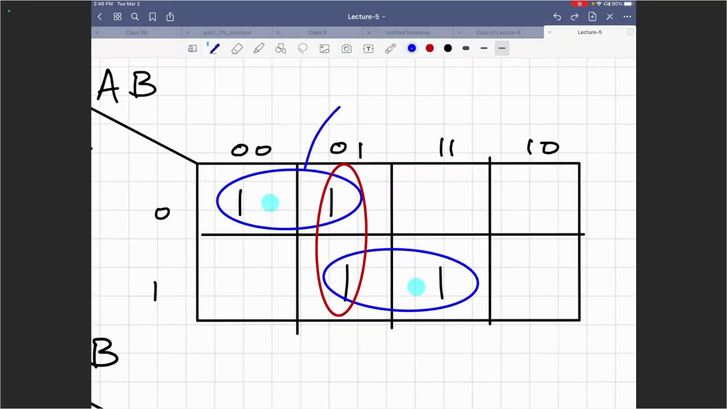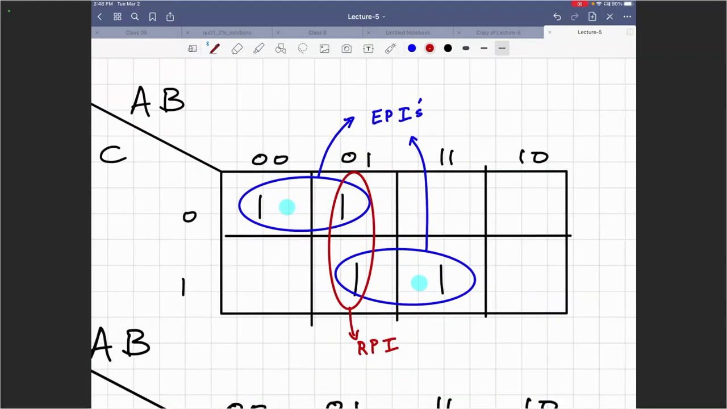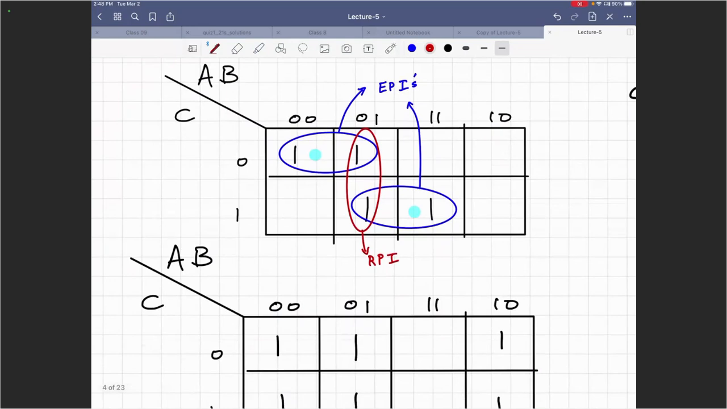That would be one of them. This would be another one. EPIs. And then this guy would be redundant prime implicant. The set of essential prime implicants is the set which covers the function with the fewest prime implicants. That is absolutely the right way of looking at it. Yes. It's a set which covers the function with the fewest prime implicants.